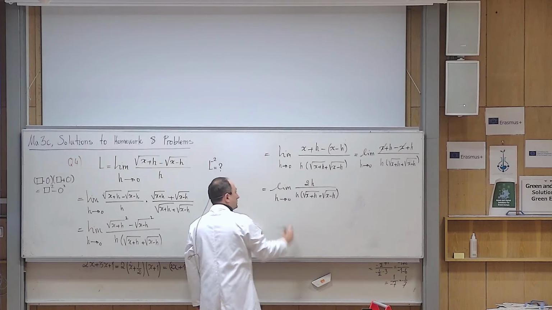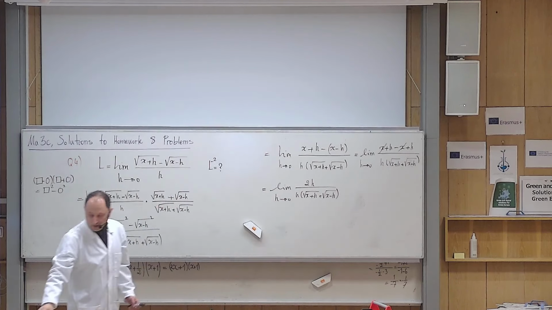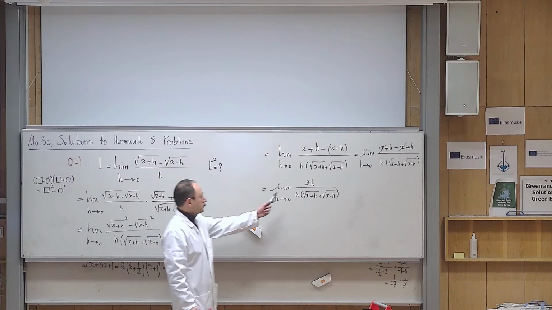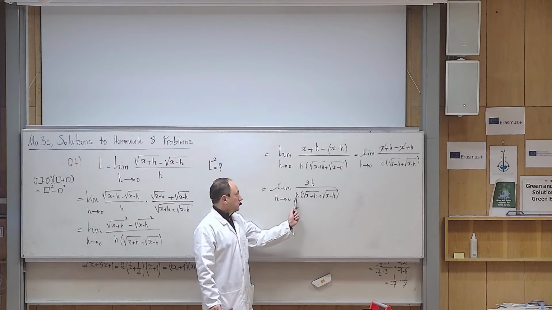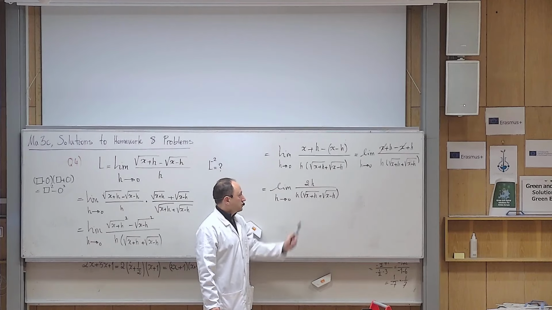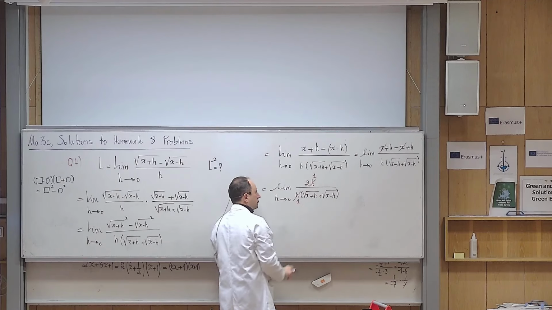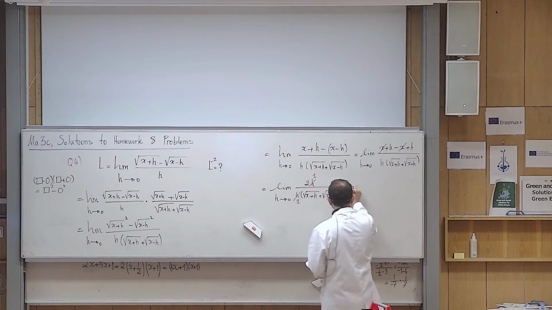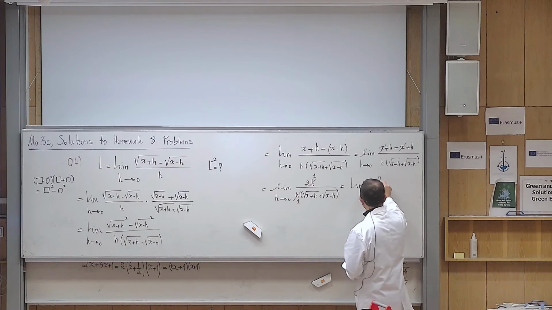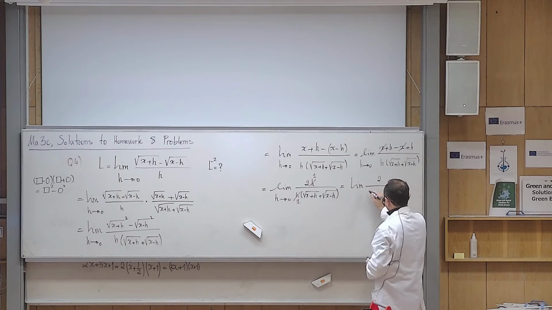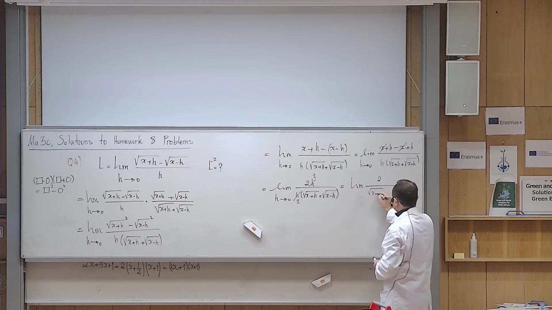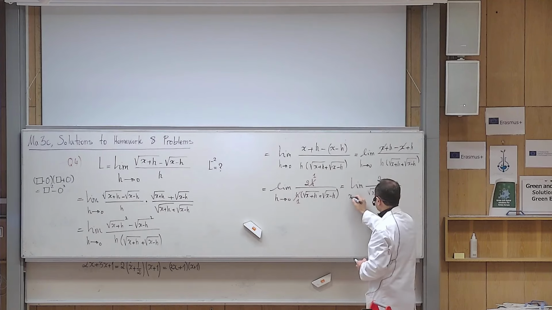But now, I can simplify the h factors, because this is a product, so h is a factor. This is also a product, so h is a factor, and that is a common factor, so it can be simplified. So what is left for me is the limit of 2 over the square root of x plus h plus the square root of x minus h, as h goes to 0.